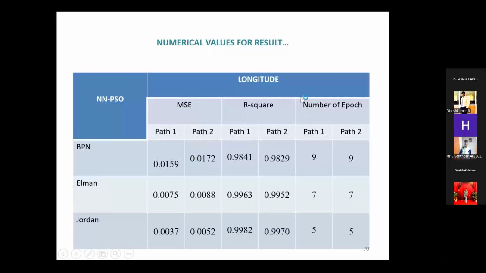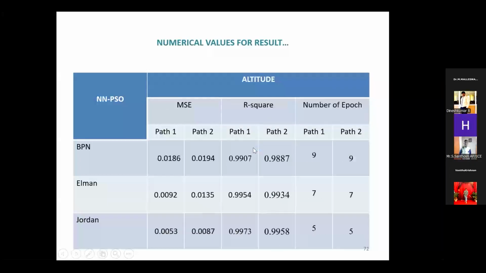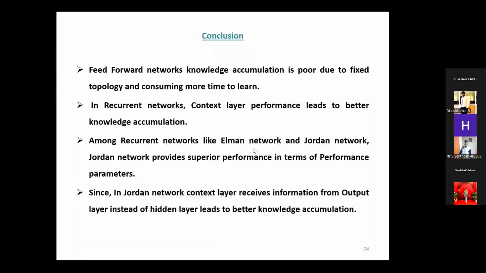See here, in longitude also, for the number of epochs for path 1 and path 2, the Jordan only giving a minimum. It means the epochs are minimum, so it's better in speed of operation. Jordan is giving a higher speed. The operation of this Jordan is better when compared to PPN and Elman. Similarly, error-wise also, the mean square error, Jordan is giving better error compared to the PPN and Elman. Of course, they are coming closer only, but still it is showing the error in kilometers. R square also is giving better errors for longitude, for altitude.